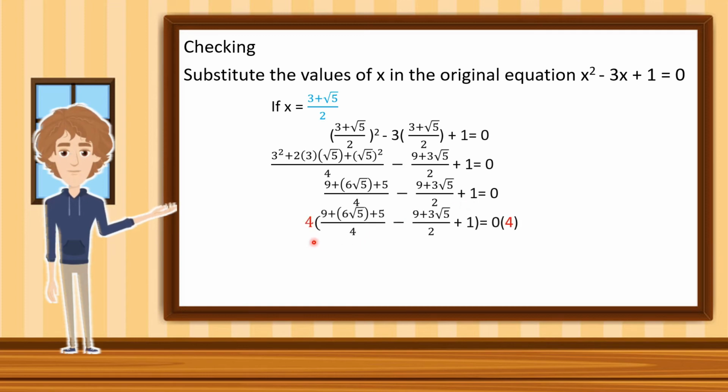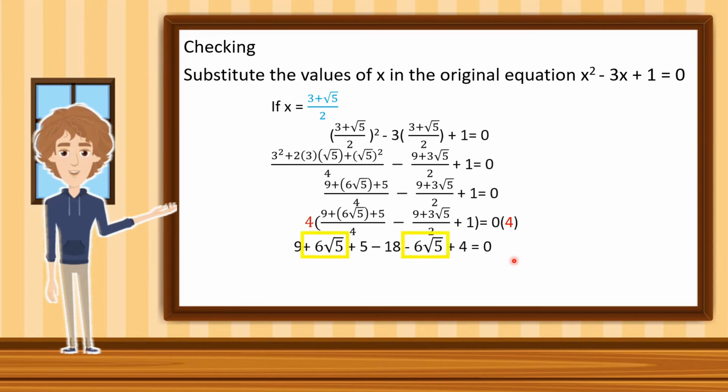Then we are going to multiply both sides of the equation by 4 because 4 is the least common denominator. And then we have 9 plus 6 square root of 5 plus 5 minus 18 minus 6 square root of 5 plus 4 is equal to 0.